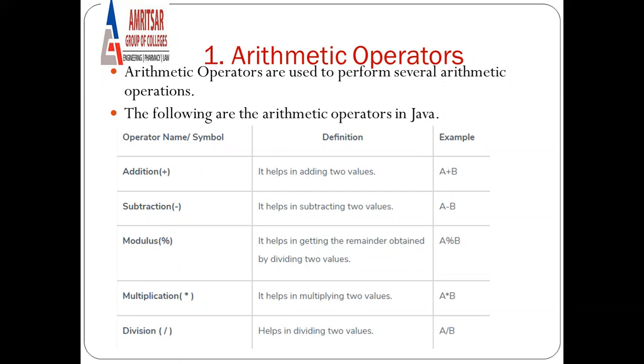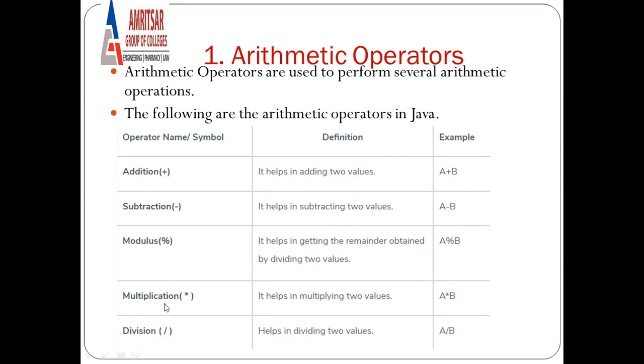Then subtraction, we use minus. It helps in subtracting two values like A minus B. Here the value of B will be subtracted from A. Then modulus, and for this we use the percentage symbol. It helps in getting the remainder obtained by dividing two values. So A modulus B will return the remainder. For example, if A is 9 and B is 2, then the output will be 1 because the remainder is 1.